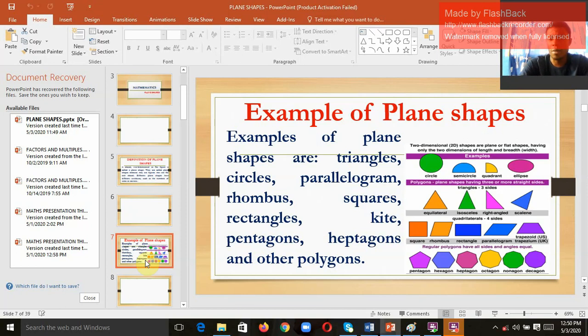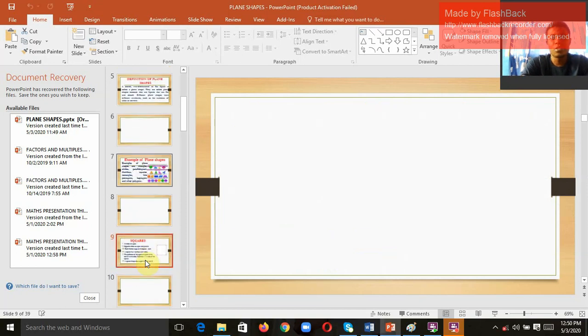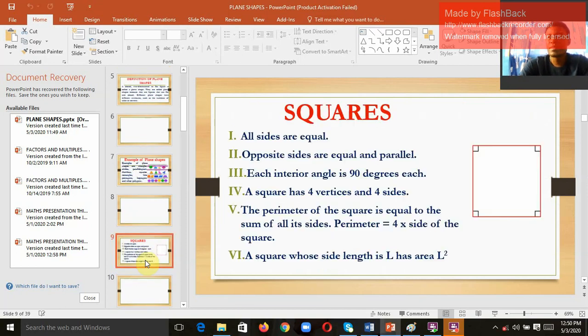Let's start with a very common one. Let's look at the square. When I was in primary school, my teacher told me that a square has 4 equal sides and 4 equal angles. Right? Now one unique property of a square is that it has 4 equal sides. All the sides are equal. The opposite sides are also equal and parallel to each other.